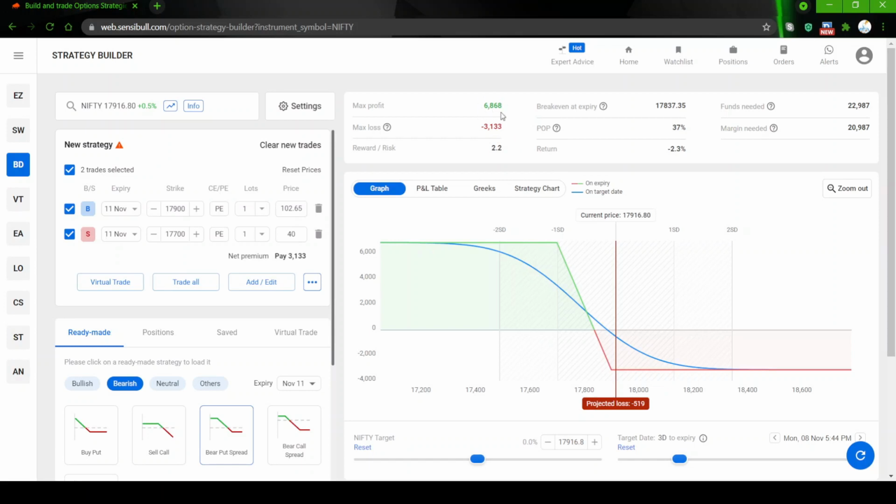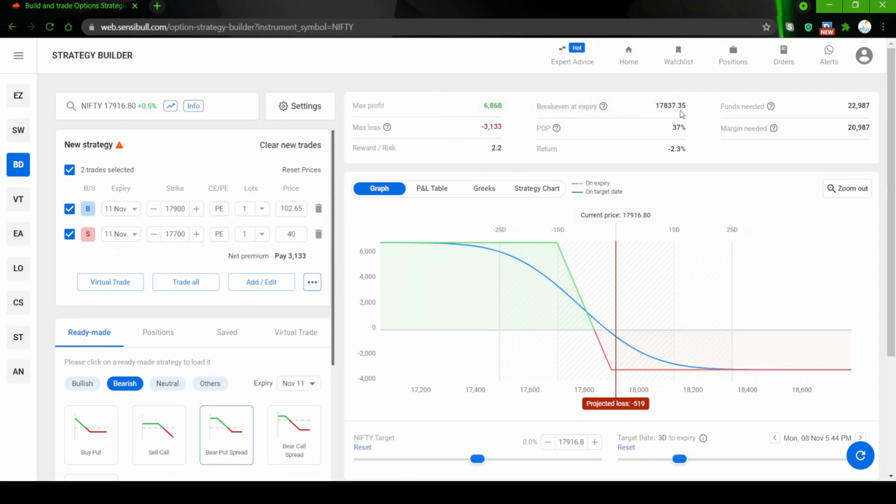6,868. If you have seen the last video on the bull put spread, this is just the reverse. If you want, the link is in the description, you can just go and watch the video. I'll try to put the link at the end of the video also.